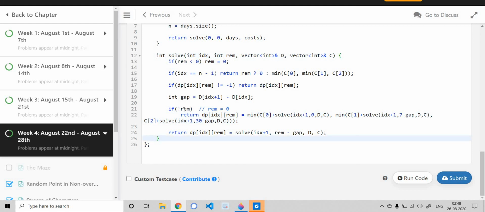And if remaining is not equal to 0, it means we have the ticket for this day, because we must have bought it earlier. We do not need to buy it again. We'll just go ahead with our recursive call, that is idx plus 1, and we will do remaining minus gap once again, because we are moving ahead, we need to remove the days which come in between.